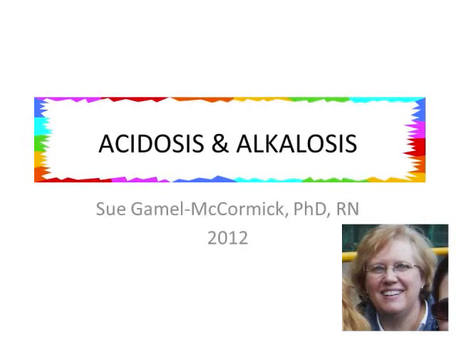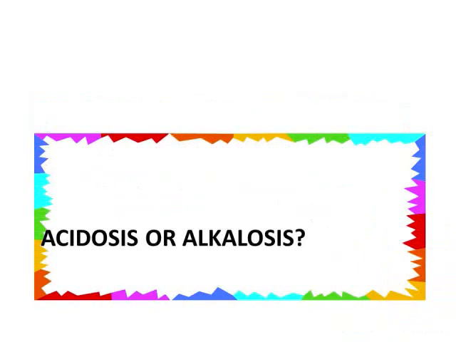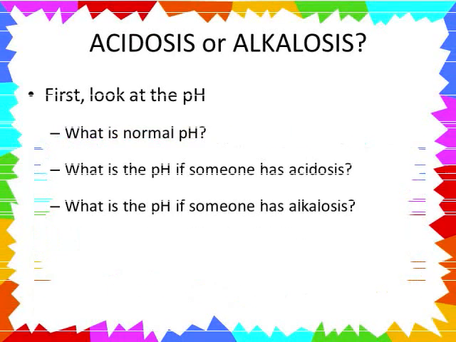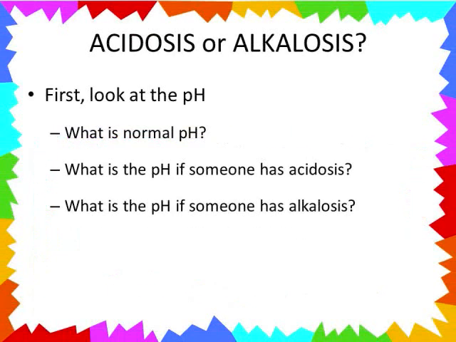Acidosis and alkalosis, a very brief introduction. First you have to ask, is it acidosis or is it alkalosis? And for this, I'm sending you back to your reference materials. Look at the pH first. That's going to tell you if this person has acidosis or alkalosis. So you have to be able to answer, what is normal pH? What's the pH if someone has acidosis, and what is it if they have alkalosis?